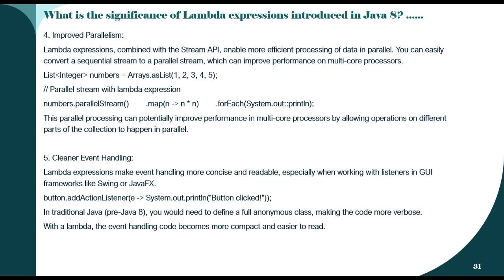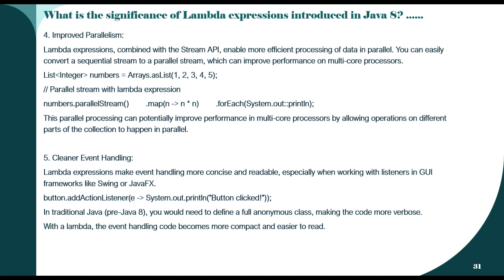Improved parallelism. What happens is that when you are combining the lambda expression and the Stream API, you are going to have a better and more efficient way of processing the data in parallel. So you can easily convert your sequential stream to a parallel stream, which will definitely improve your performance because you are going to take the benefit of multi-core processors in your system. That's how we can take advantage, which will definitely improve the performance.